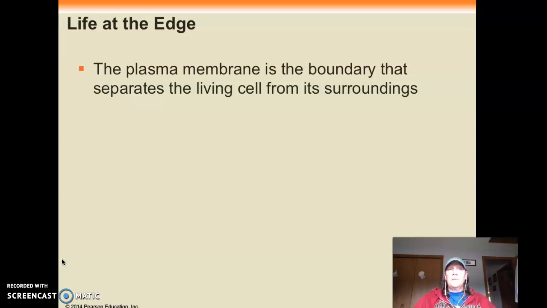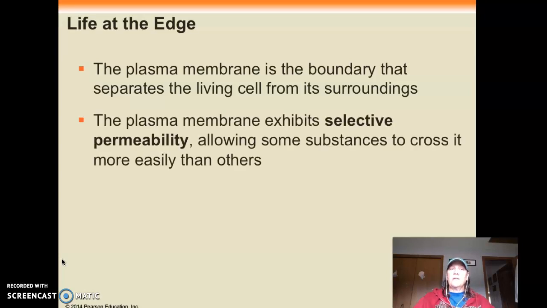So, life at the edge. The plasma membrane, remember, is the boundary that separates the living cells from the surroundings, okay? So you can actually see the plasma membrane when you look under a microscope. The plasma membrane exhibits what they call selective permeability. In other words, some things can come in, some things can't, okay? And it's important because you've got to keep stuff inside and you've got to keep stuff out.